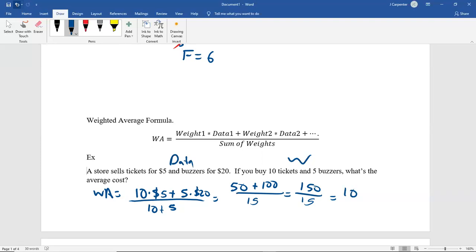Now, the weighted average is an average cost, so that's $10 per item. No, we didn't buy any items that were $10. But if you just want to know what the average cost per item was across all the different priced things you bought, it means you paid $10 per. Does this make sense as a thing to calculate? In some instances, yes. In some instances, no. Now we know how to calculate it. That's what we're more focused on.